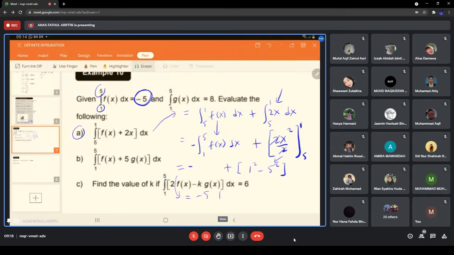Okay, sekali lagi kita rewrite dah balik. Okay, so sini ada negatif. And then what is given fx which is from 1 to 5. 1 to 5 tu equivalent to negative 5 kan. Okay, so basically this one is positive 5. And then this one minus, kita buat minus minus apa? Minus 24. Okay, minus 24.